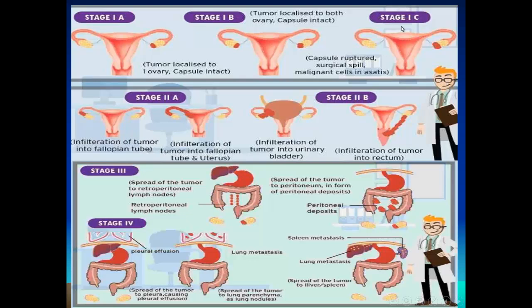Capsular disruption 1C is very important to say, because if there is capsular disruption, maybe there are malignant cells and we have to go to laparoscopic staging or laparotomy staging. Stage 3, if you have spread to the retroperitoneal lymph nodes or spread of the tumor to the peritoneum in the form of peritoneal deposits, this is stage 3. Stage 4, if you have distant metastatic lesions like lung metastasis, liver metastasis, and so on.